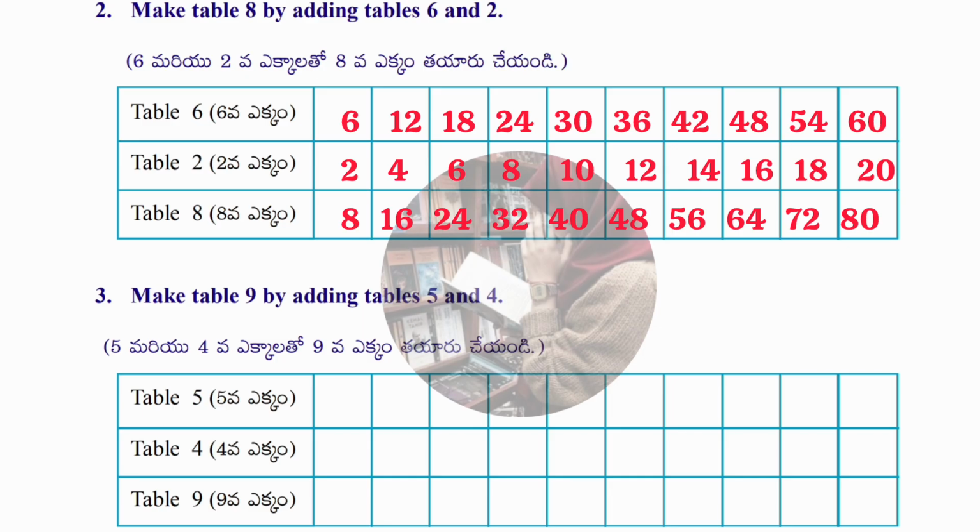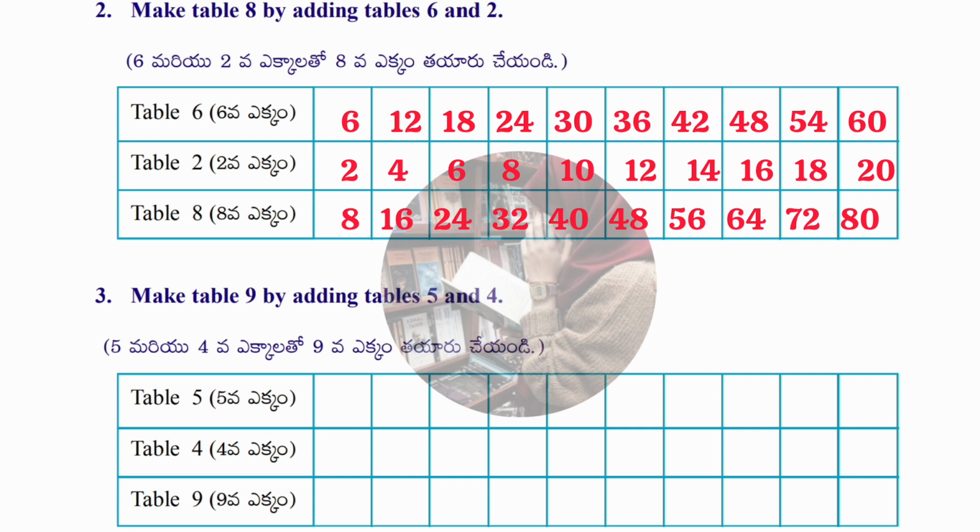Next, the second table: 2 1 is 2, 2 2 is 4, 2 3 is 6, 2 4 is 8, 2 5 is 10, 2 6 is 12, 2 7 is 14, 2 8 is 16, 2 9 is 18 and 2 10 is 20. Now what we have to do is add the tables of 6 and 2. We'll get the answer of table 8.